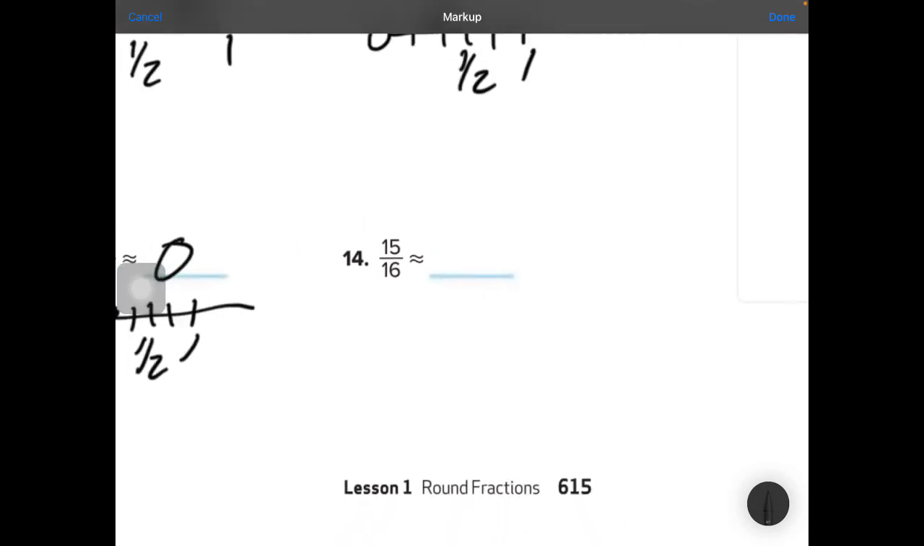Ooh, 15 sixteenths. Well, 15 is nearly close to 16, so I'm going to say this number is really close to 1. Number line just to prove it. 1, 2, 3, 4, 5, 6, 7, 8, 9, 10, 11, 12, 13, 14, 15, 16. 1.5 would be about right there. Yes, 15 sixteenths is definitely closer to 1.